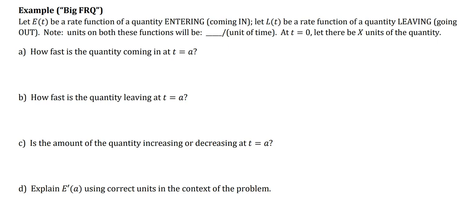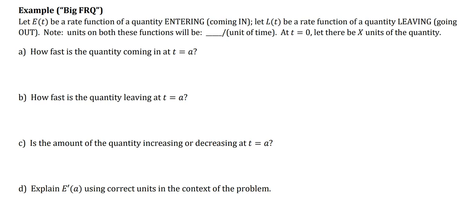It says let E of t be a rate function of a quantity entering, so coming in. Let L of t be a rate function of a quantity leaving, so that's our rate out. Note that units on both these functions will be something per unit of time, like pounds per hour. At t equals 0, let there be x units of the quantity. So we're going to assume that we start with x units, and then we're given our rate in as E of t and our rate out as L of t.